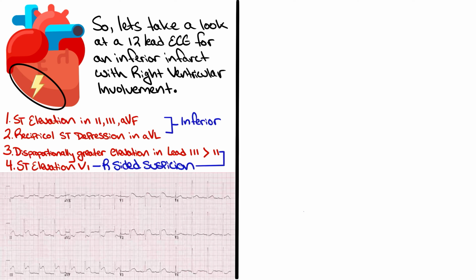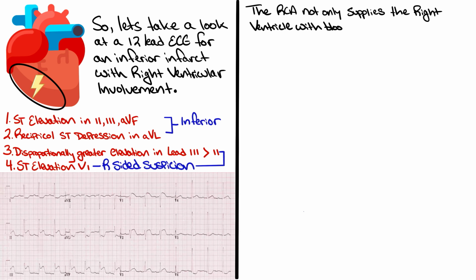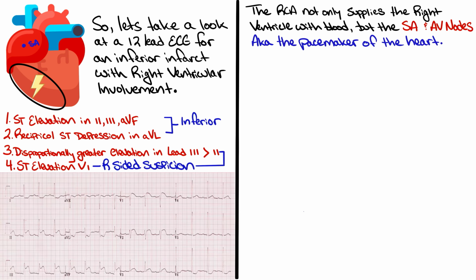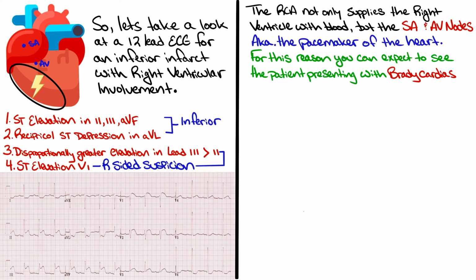It's also important to note that the right coronary artery not only supplies the right ventricle with blood, but also the SA and AV nodes, aka the pacemaker of the heart. For this reason, you can expect to see the patient presenting with bradycardias, heart blocks, and other rhythm irregularities.